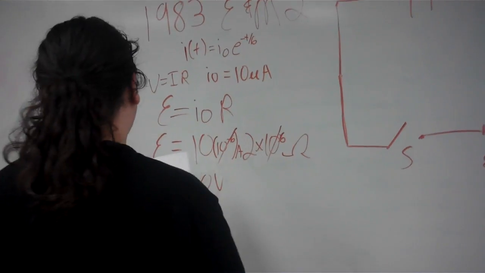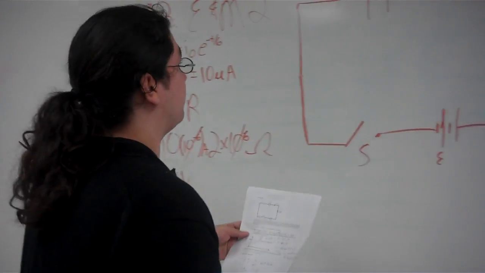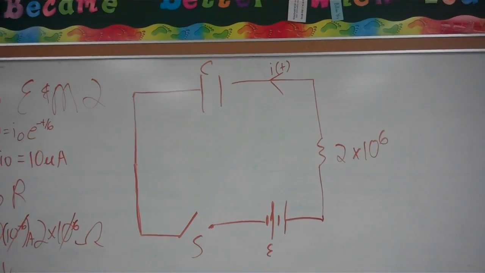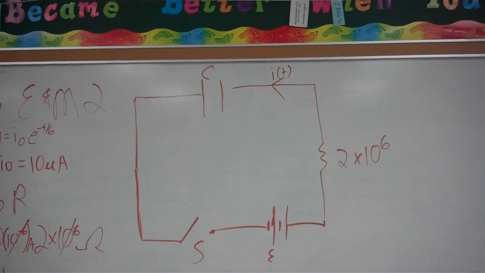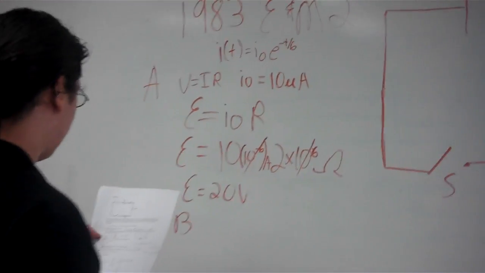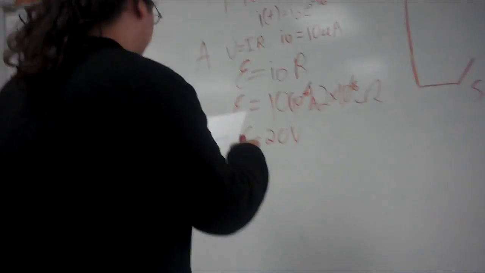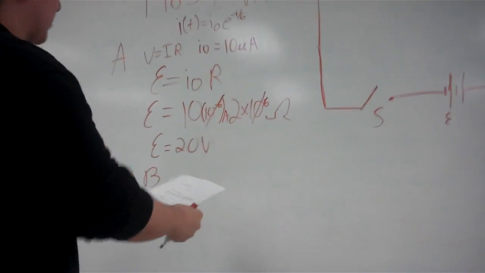Okay, part B. By evaluating an appropriate integral, develop an expression for the charge on the right-hand plate of the capacitor as a function of time for when time is greater than 0. Alright, so we have to develop an appropriate integral, developing an expression for the charge.